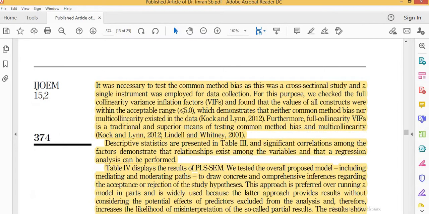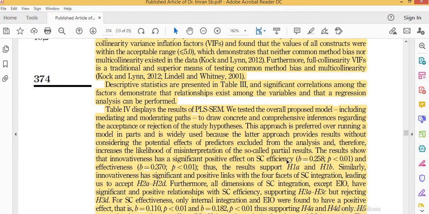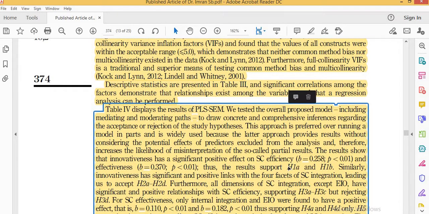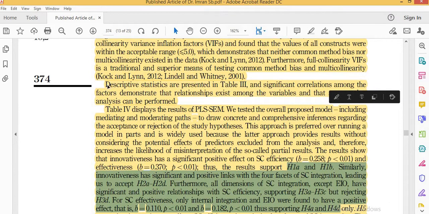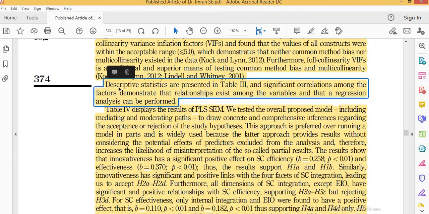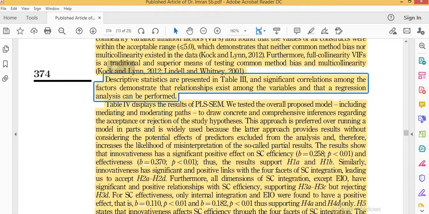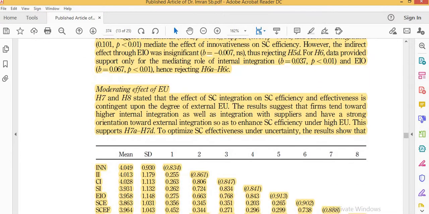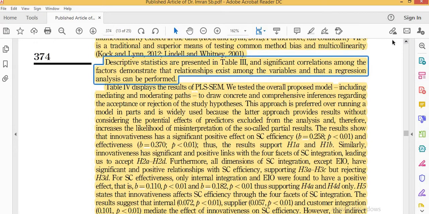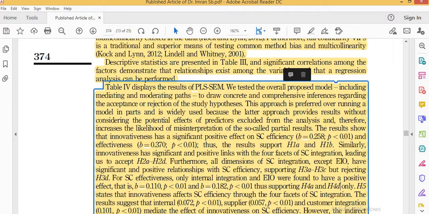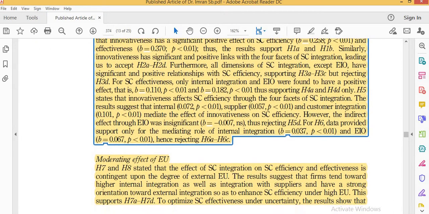We are going forward. All these values given here are actually about the hypotheses and how they prove that their hypotheses have been tested and proved. This is the table, the descriptive statistics of the study. At the end, they have shown the moderation analysis and mediation analysis. This is the mediation analysis, and at the end there is a moderation analysis.